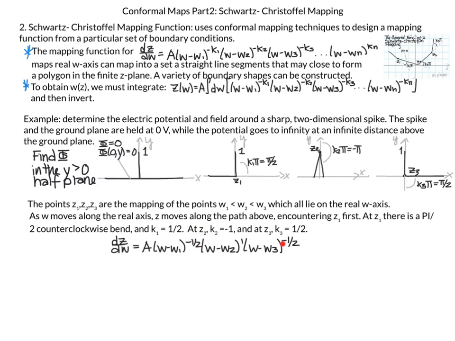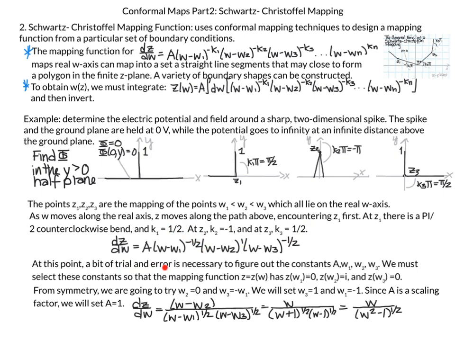And I was just looking at this. Remember, we make our exponent the negative k. So negative, positive, and negative. At this point, a bit of trial and error is necessary to figure out the constants A, w1, w2, w3. Often I think of trial and error as a bad thing because who wants to spend all their time? I mean, there's so many numbers to try.